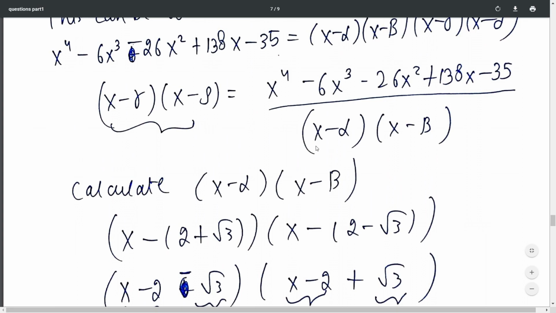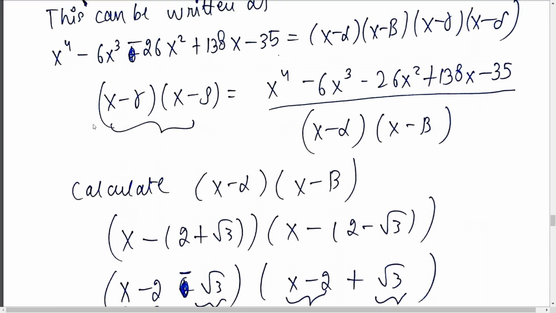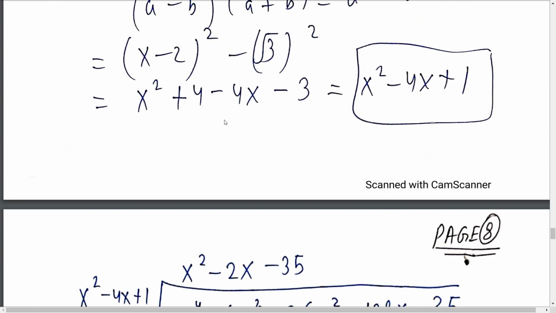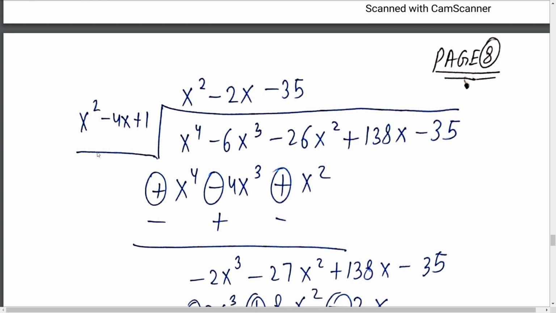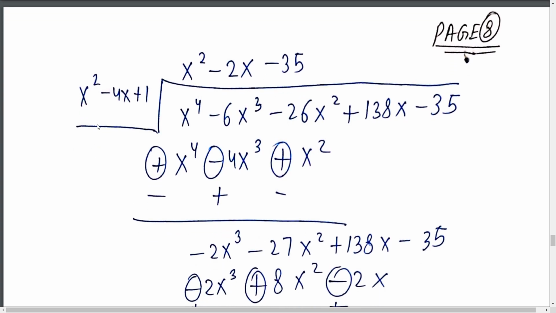So I'll substitute here the value of (x − α)(x − β), which I obtained. So I'll get the value of this product, right? So I'm now using the division algorithm. This is (x − α)(x − β). This is the polynomial. I'm dividing it. This is the division algorithm. I hope you must be knowing this. So I'll cover it fast.